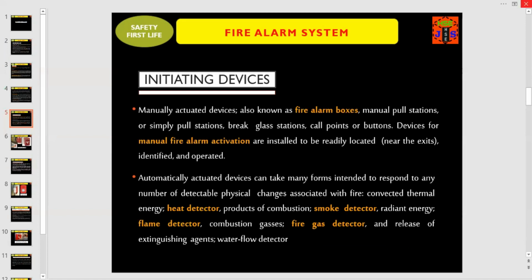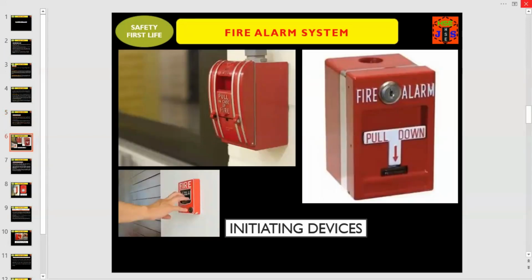Converted thermal energy, heat detector; products of combustion, smoke detector; radiant energy, flame detector; combustion gases, fire gas detector; and release of extinguishing agents, water flow detector. This is basically the difference between manually actuated devices and automatically actuated devices. Both are the types of initiating devices. Have a look. These are the examples of initiating devices.